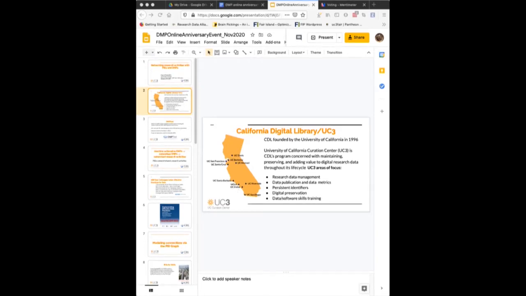So DMP tool kind of fell under a similar trajectory as DMP Online in terms of our history, which I really found Kevin's overview of the history of DMP Online super interesting from Monday. So we are going to be having our 10-year anniversary next year. And DMP tool really came about because of community interest in the project and because of a community need to support researchers who were being faced with having to create data management plans. So partnering with the DMP Online people is really sincerely one of my favorite parts.